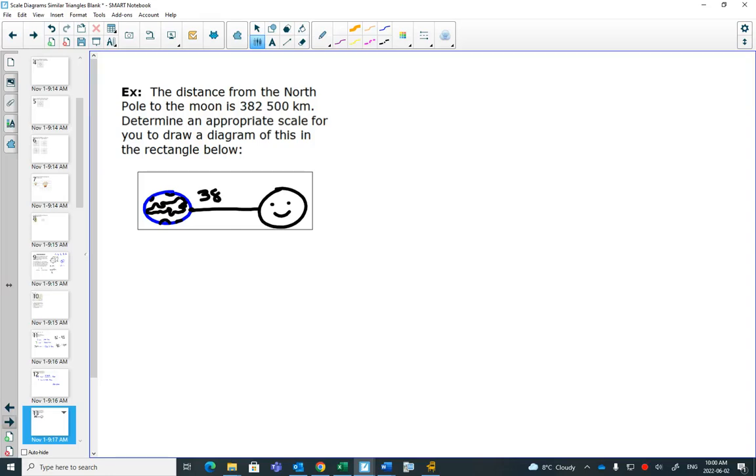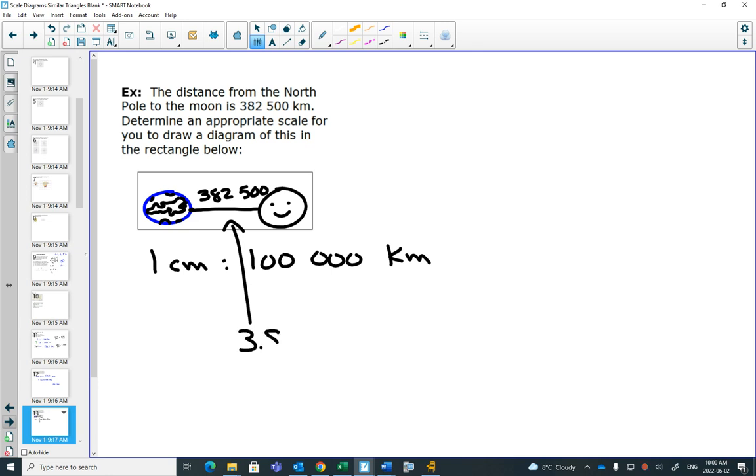And in reality, what kind of scale would probably work for this? I might do 1 centimeter to 100,000 kilometers. Because then how long does this have to be? 3.825 centimeters in length. Yeah, almost the same number.